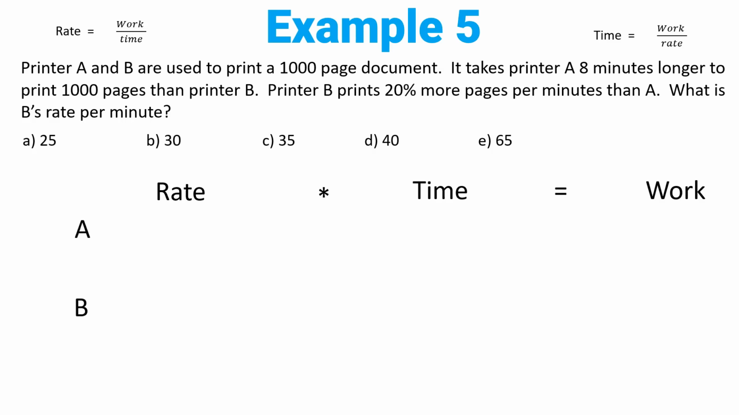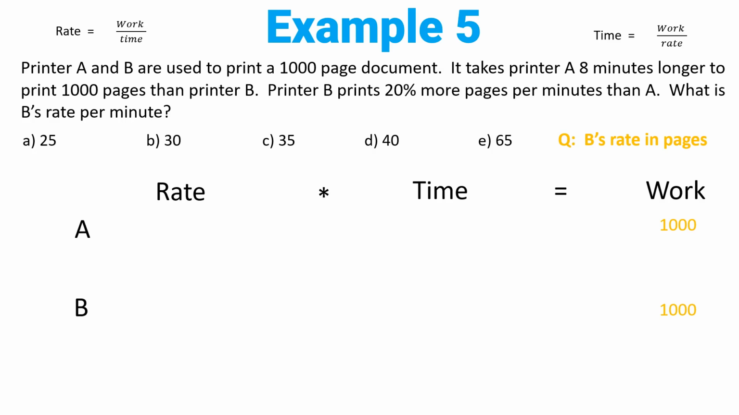All right, next step. On every GMAT question, our first step is always pick out what we've been asked to find and write it down. In this case, we need B's rate, but in the number of pages. Okay, so the first thing we do is we go through, figure out what information we're given, and we get it into the framework. And first thing we know is that we're dealing with a 1,000-page document. Okay, great. It takes printer A 8 minutes longer to print 1,000 pages than printer B. Okay, what does that mean?